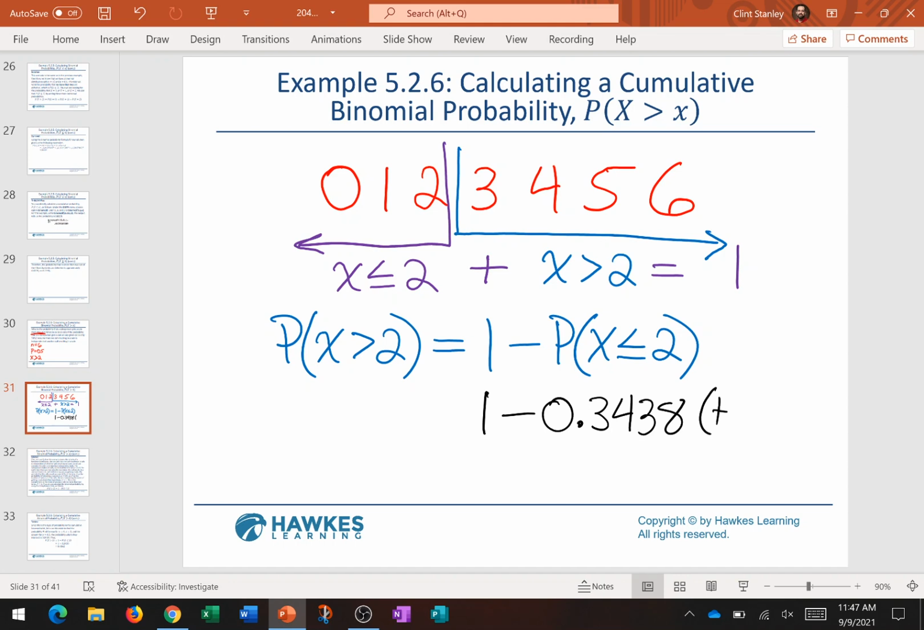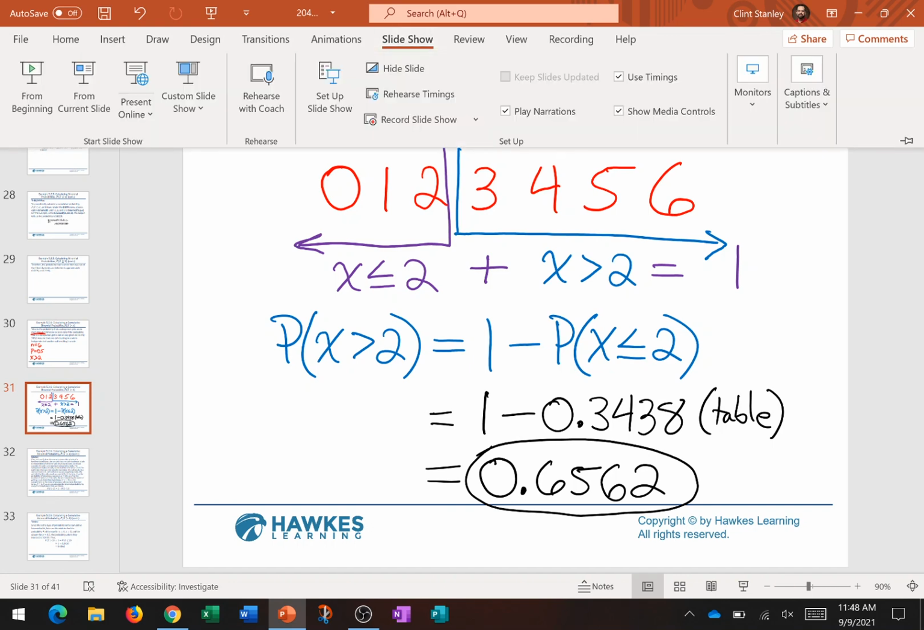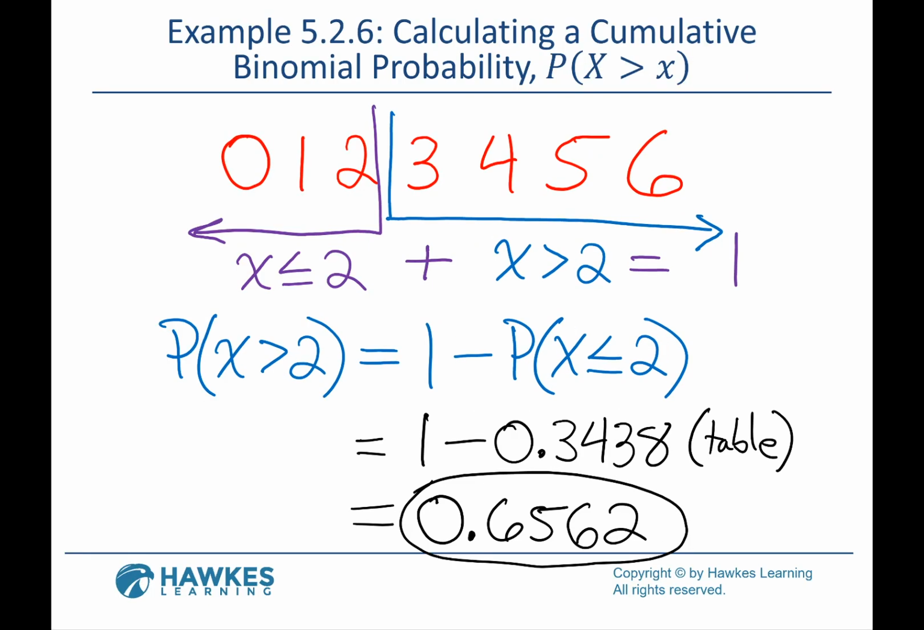That came from the table. That will give us our answer, whatever that is. 1 minus 0.3438 is 0.6562. So the probability of getting more than 2 sales is 0.6562, or a little over 65% if you're thinking about it.